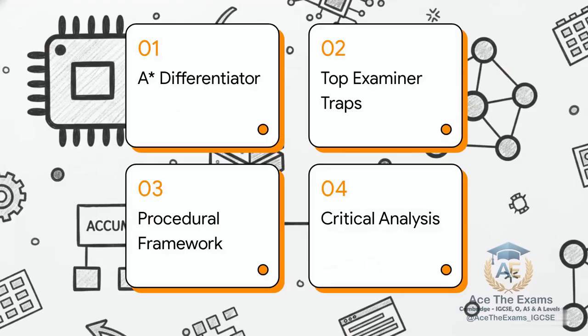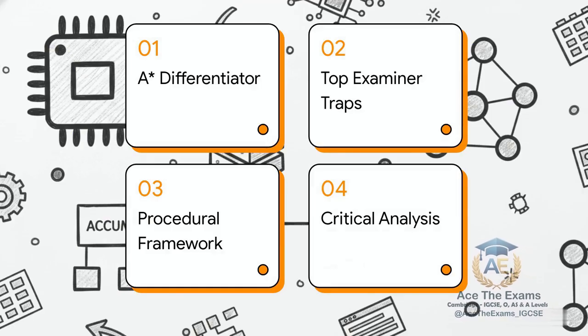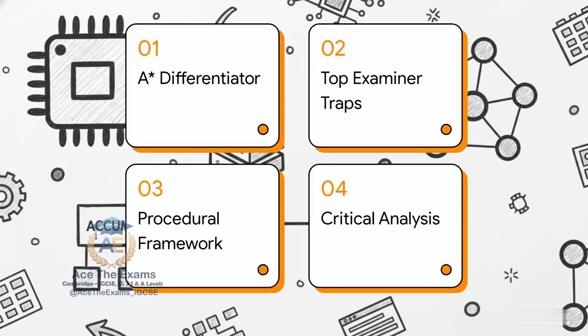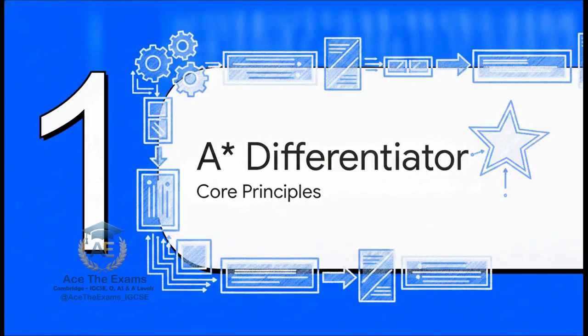Okay, so here is our roadmap for today. First, the ACE differentiator. Second, top examiner traps. Third, the procedural framework. And finally, number 4, critical analysis strategies. Let's get to it. Starting off with Section 1, the ACE differentiator.